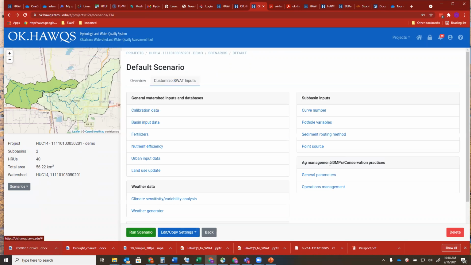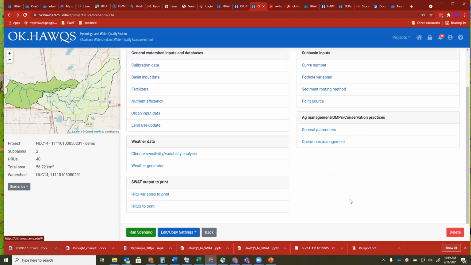So later in the workshop, I'm going to show you how to change some ag management parameters and the point source as 2 scenarios. So I'm not going to spend more time now. We'll be coming to that later, but you get the general idea, the parameters or the input, what you can modify in HAWQS. However, you can also have the option to download this entire model onto your desktop, and using SWAT Editor, you can do any number of editing, any variable, anything that you want to edit and modify, you'll be able to do that in SWAT Editor also.